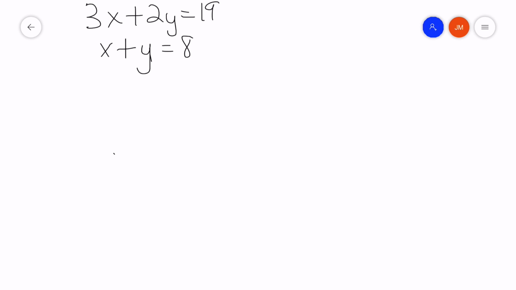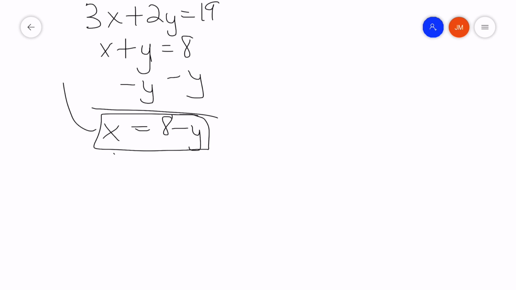Okay, moving on to our second example. We have 3x plus 2y equals 19 and x plus y equals 8. So again, we're going to start by isolating a variable in one of the equations. So here we can subtract y from both sides. And we're left with x equals 8 minus y.